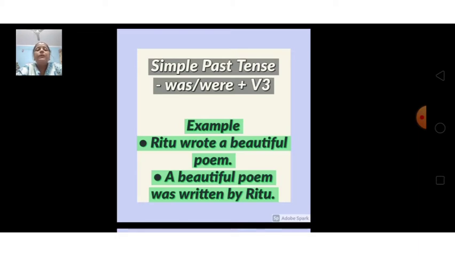For example, Ritu wrote a beautiful poem. The same sentence, I have changed the tense. So we will see how we will change this sentence to passive voice. The receiver of the action will come first, a beautiful poem. After that, as poem is, here we are talking about a poem means singular, so we will use was. Then the third form of wrote, written by doer, Ritu. Alright, so answer will be a beautiful poem was written by Ritu.